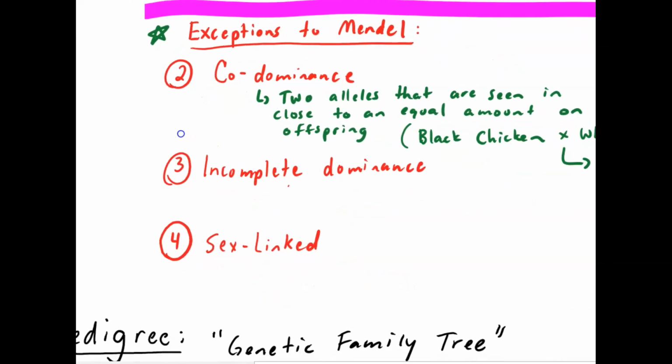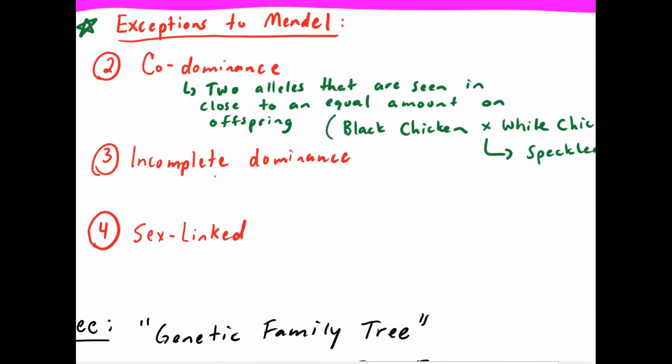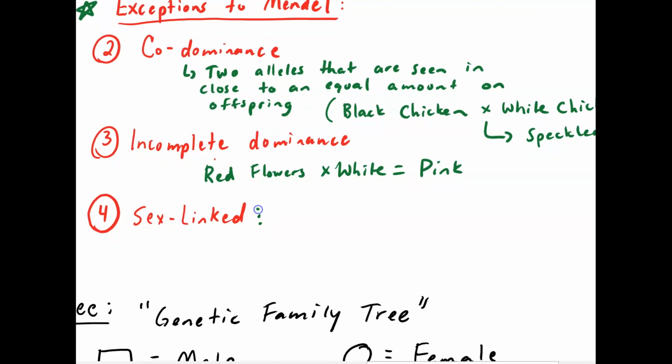So that is my example here for codominance. And then incomplete dominance is going to be like red flowers. It's going to be a mix of the two. Red flowers and white make pink. All right, so a mix. And again, these are exceptions to what Gregor Mendel originally found out. And then sex-linked traits simply are going to be things like color blindness, where it shows up on the X chromosome. And we'll dive into those as well.